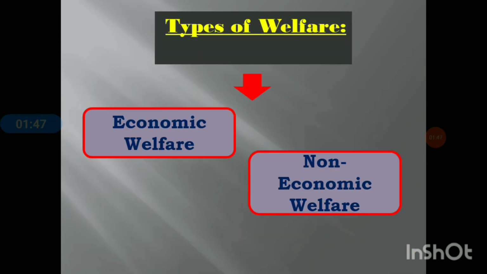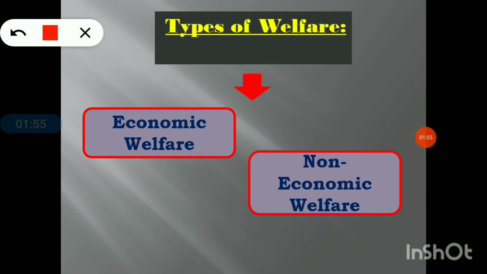So here we can see the types of welfare. So welfare is of two types. The first one is economic welfare and the second one is non-economic welfare, and we have already discussed what we mean by economic welfare and non-economic welfare. So now go to the next slide.